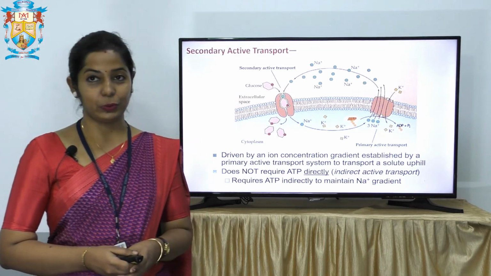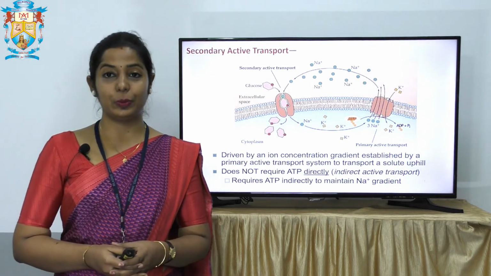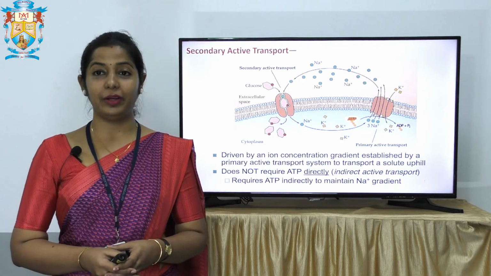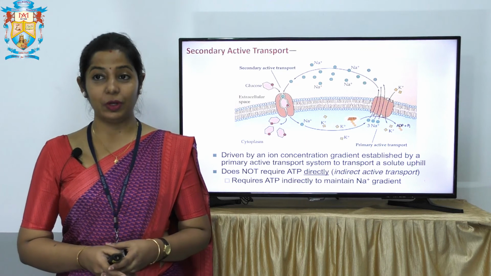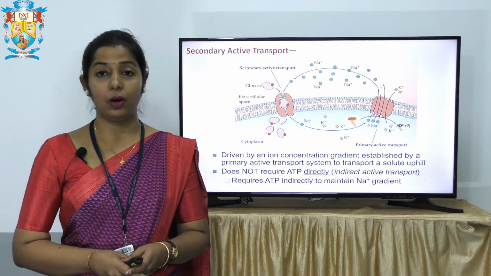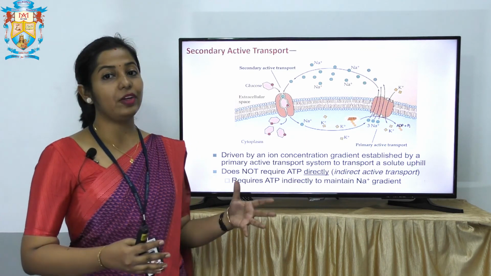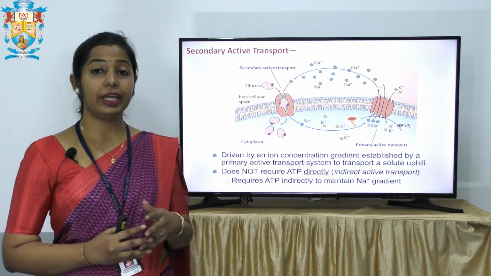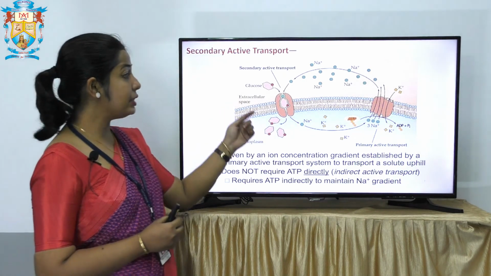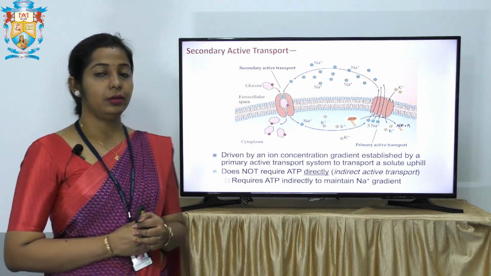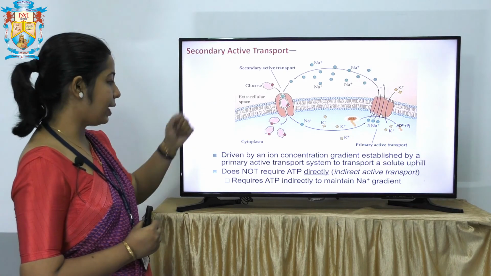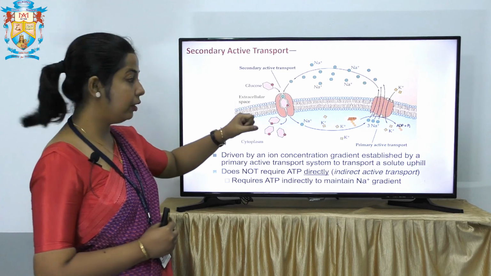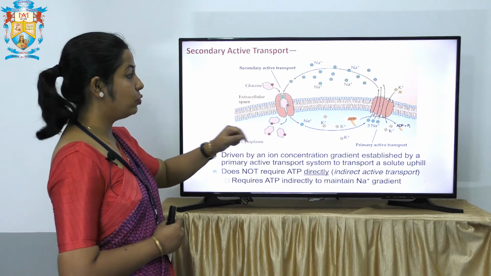Secondary active transport is a kind of transport driven by an ion concentration gradient established by a primary active transport system to transport a solute uphill. This kind of transport doesn't require ATP directly, so it requires ATP indirectly. As you can see in this example, glucose is transported actively from low concentration to high concentration.